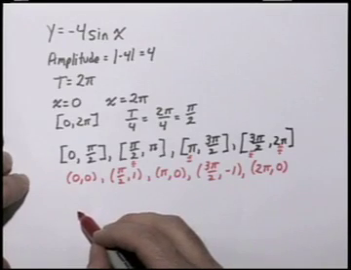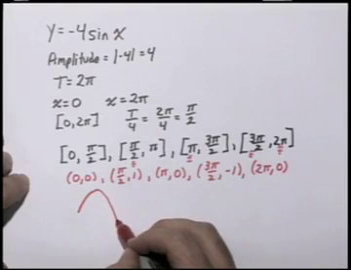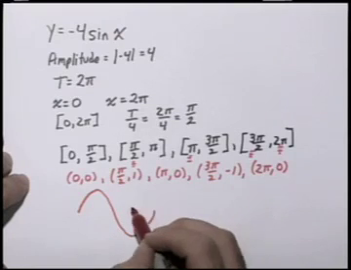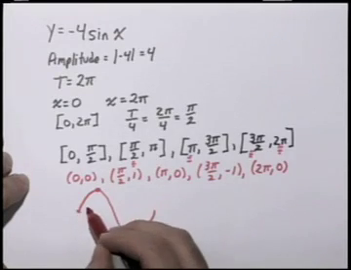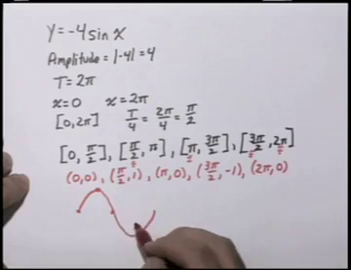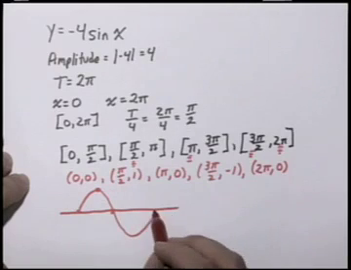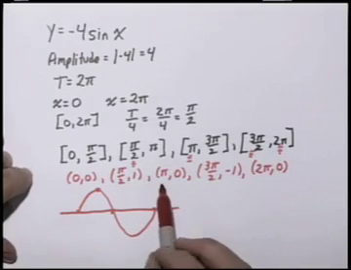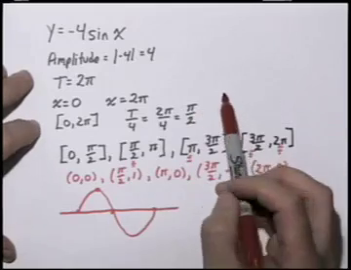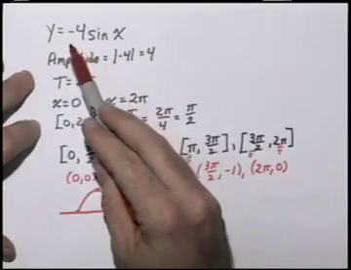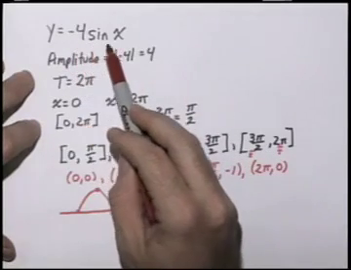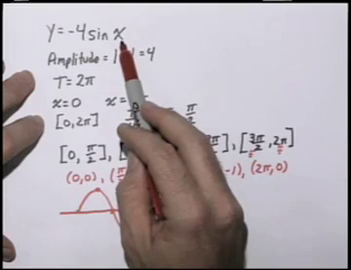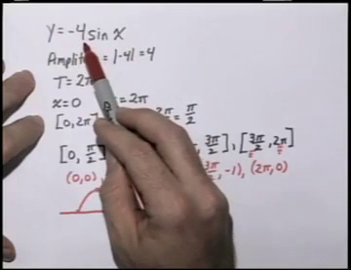Then, understanding how the graph of y equals sine of x behaves, what we're going to do is find the corresponding y-coordinates on the graph of y equals sine of x. What we have to understand here, though, is that we're graphing y equals -4 sine of x. So, what does the -4 do?